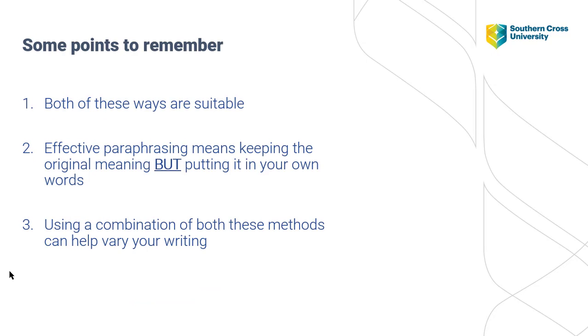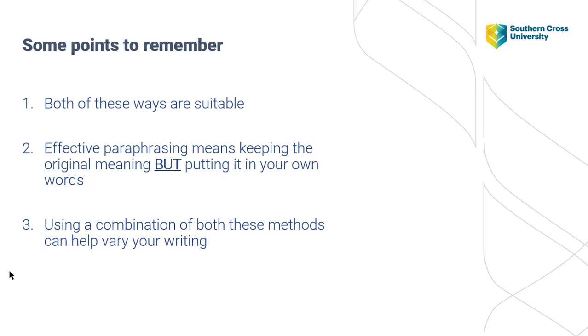So when we're looking at these ways of referencing, remember that both author-focused or information-focused, each is a suitable way to reference. One is not better than the other. They are both tools to use. Importantly, when we're thinking about paraphrasing, we have to remember that we want to keep the original meaning of the idea we're using, but we do have to put it into our own words and reference the author to avoid plagiarism.